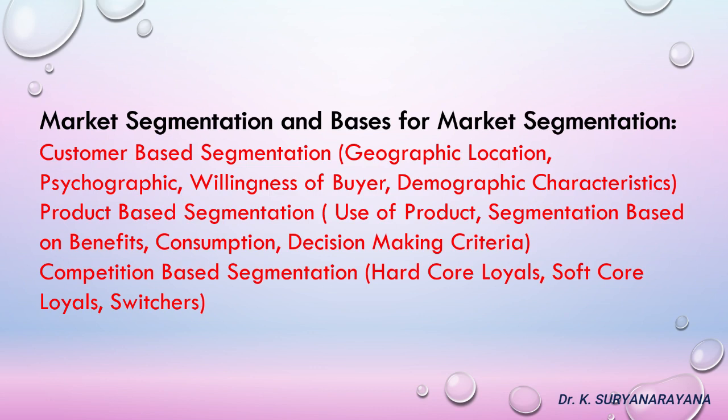Softcore loyals, the consumers who are loyal towards or rely on two or three brands in a product group are known as softcore loyals. For example, purchasing two or three toothpaste by housewife like Colgate, Sensodyne, Meswak, etc. Switchers, the consumers who are not loyal towards a particular brand or product are called as switchers. Such type of consumers keep on changing their brands for buying products of different varieties.